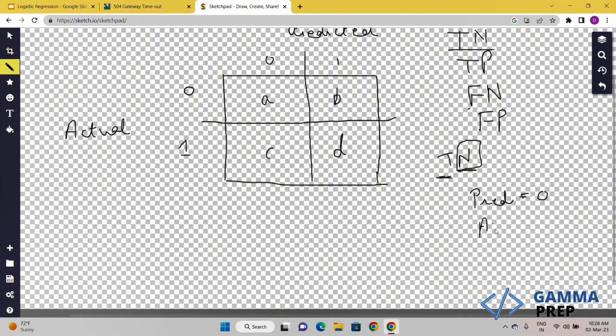So actual is going to be 0. So the second letter tells us that the prediction is negative, and writing true will tell us that the actual value is also the same as the prediction. So if the prediction is 0 and the actual is 0, then it's basically called a true negative.